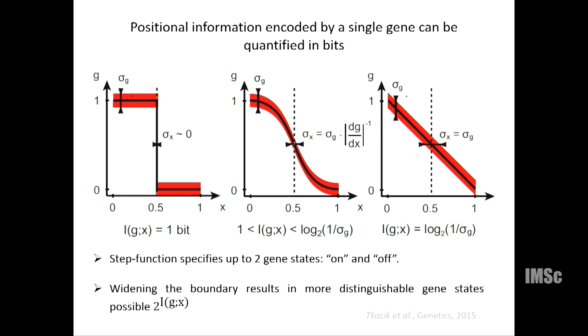This is the inverse of the slope. If the profile is flat, the inverse of the slope gives a very high number, so a very high positional error. If it is steep, the inverse gives a very small number, so the positional error is smaller. You could even show that you can maximize the number of distinguishable gene states if your input signal is linear and you narrow down the positional error by narrowing down the fluctuation.